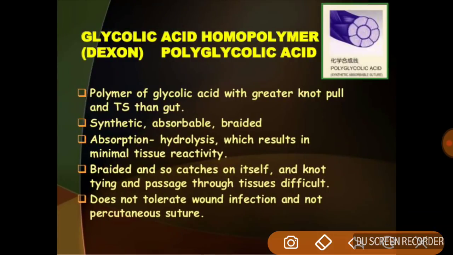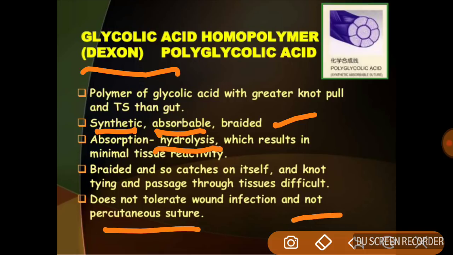Now glycolic acid homopolymer, or Dexon, is a polymer of glycolic acid with greater knot pull and tensile strength than catgut. So we are talking about synthetic, absorbable as well as braided. Any synthetic absorbable will absorb by hydrolysis. Braided, so it catches on itself and does not tolerate wound infection, nor is it suited for a percutaneous suture.